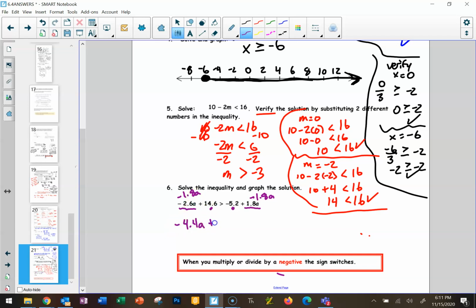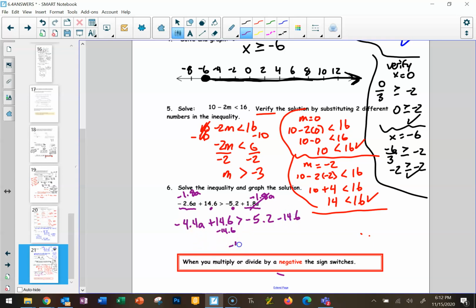And I haven't done anything to anything else yet, so I'll just leave the 14.6. Adding, subtracting doesn't change your signs at all, so I'll leave the sign the way it is, and then I've got negative 5.2 on this side. Now this canceled out, that was the whole point. So now I've got to bring the constants to the right side. So I have a positive 14.6, got to subtract from both sides.